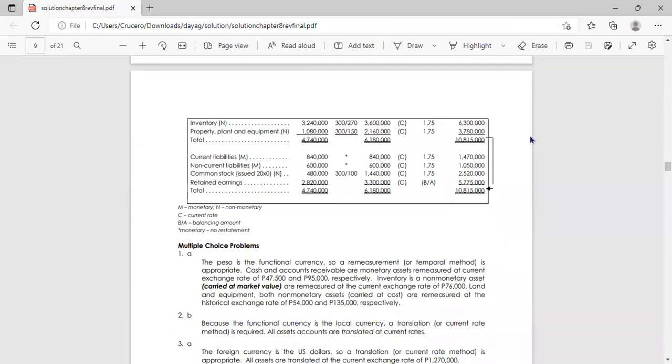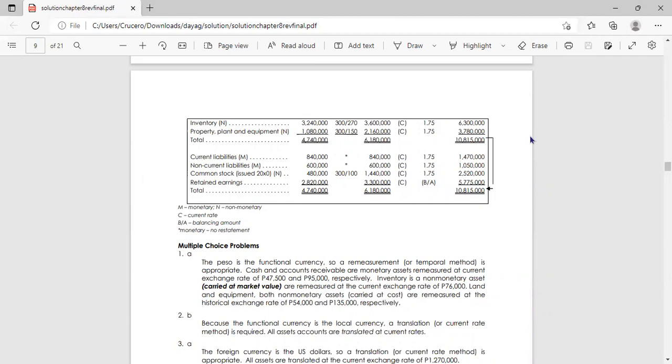Now we have the inventory of 3,240 being non-monetary, and we have now a 300 divided by 270. 300 is the year end.